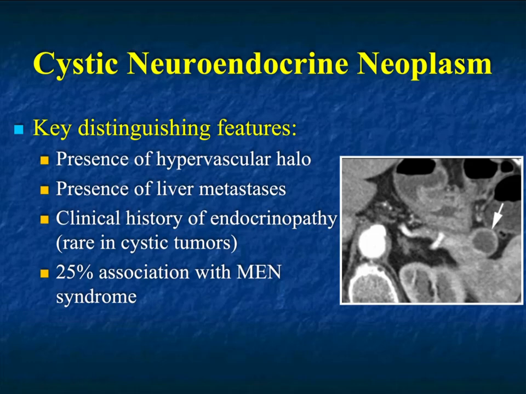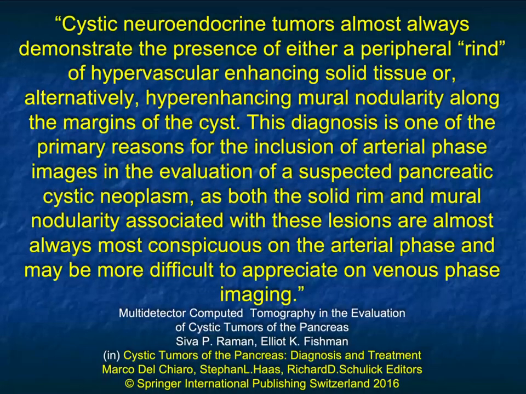So typical things in terms of CT: it's a cystic lesion with a peripheral hypervascular halo. You can have liver mets, but most of the small ones do not. You can have endocrinopathies, but it's rare in cystic lesions unless they're syndromic. We mentioned that patients can have syndromes; MEN is one of the syndromes we think about. Cystic neuroendocrine tumors, and we wrote this article way back when, almost always demonstrate the presence of either a peripheral rind of hypervascular enhancing solid tissue, or alternatively hyperenhancing mural nodularity along the margins of the cyst.